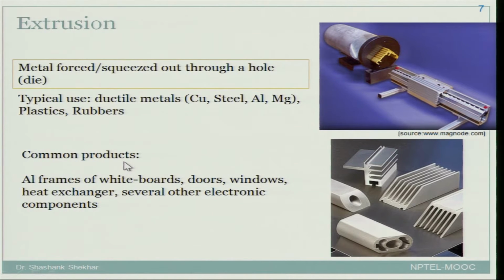Some common products that you will see made using extrusion are aluminum frames, for example for whiteboards, doors, and windows, where the doors or windows slide. Those aluminum frames are manufactured using extrusion. Then heat exchangers, where you have lots of fins, those fins can be manufactured using the extrusion process. Several other electronic components can be manufactured using extrusion.